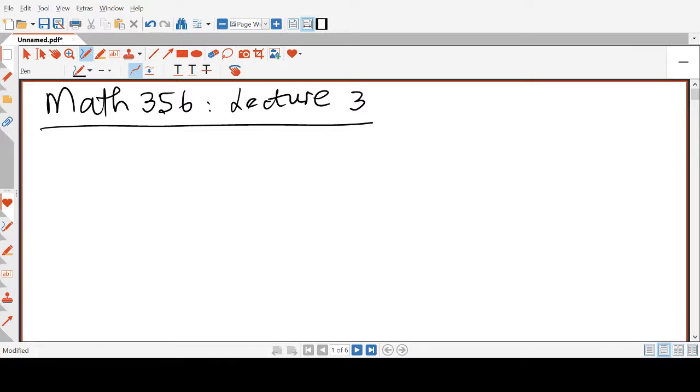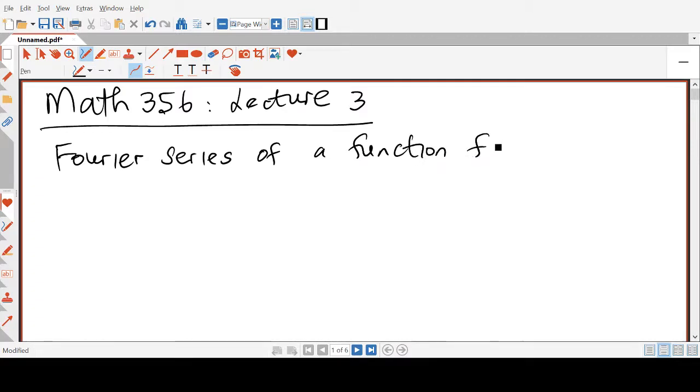Math 356 lecture 2. So let us start at the common point from yesterday. We said we want to find the Fourier series representation of a function f of x. In the lecture yesterday, I explained that a Fourier series expansion is something of the type a_k cos kx plus b_k sin kx.